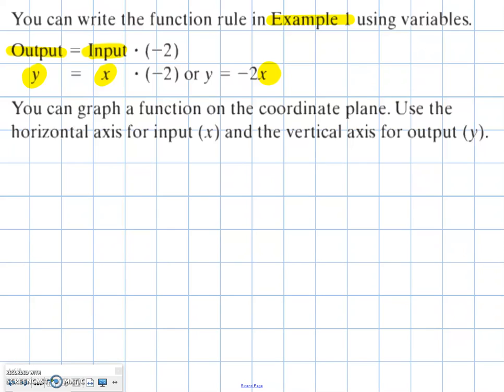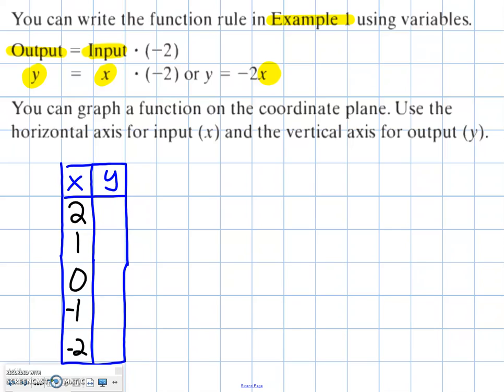Let's create a new function table that has x's and y's on it. Here is the table that I have created. You don't have to copy this down yet. Just watch what is going on. Here is my input x. Here's my output y. I'm taking all of my x's and multiplying them by negative 2. There's your output of y. So if I take an x value of 2, multiply it by negative 2, I get a y value of negative 4. Negative 2 times 2 is negative 4.